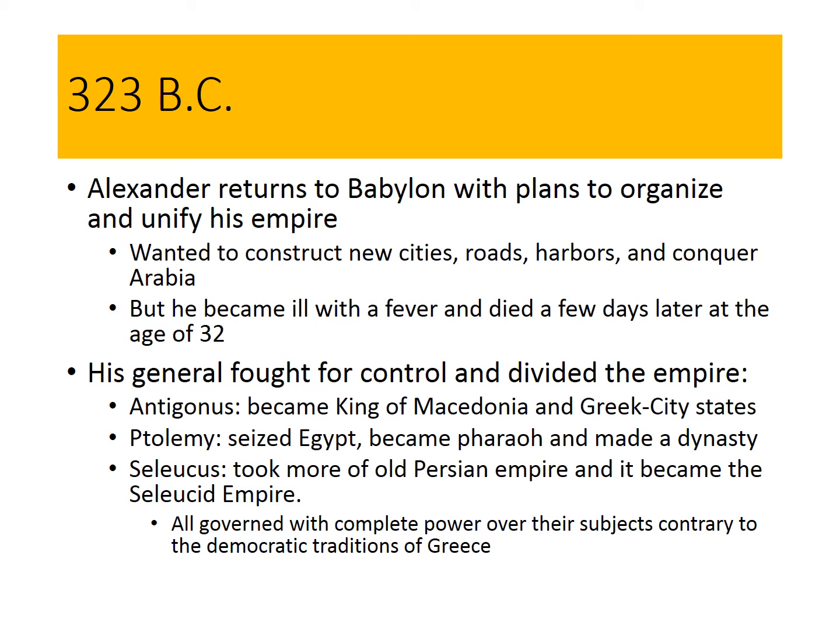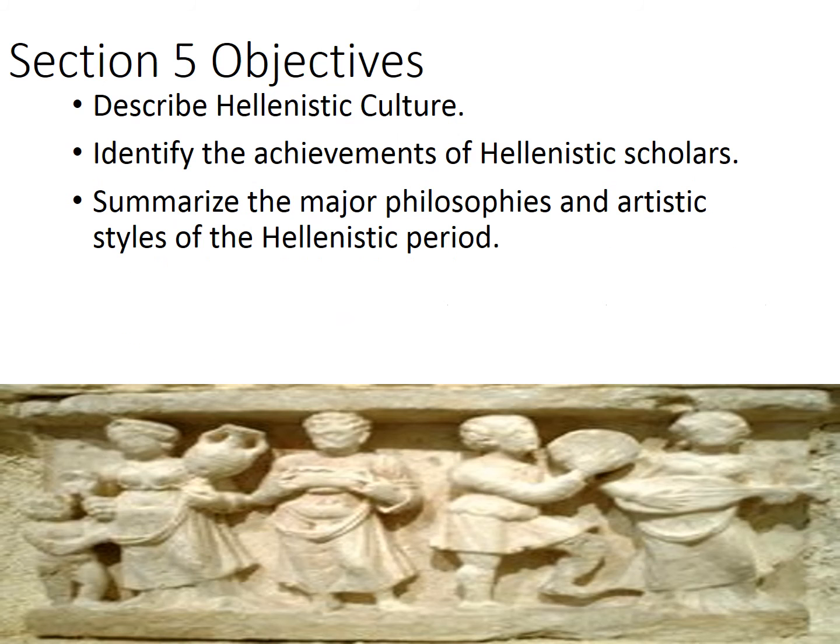His generals fought for control, and they ended up dividing this huge empire that Alexander had won over. Antigonus became king of Macedonia and all the Greek city-states. His general Ptolemy took over Egypt, became pharaoh, and Seleucus took more of the old Persian Empire, and it became what was known as the Seleucid Empire. All of them governed with complete power over their subjects, which is a complete contradiction to the fact that all city states were once democracies. And now they were being controlled by one person.